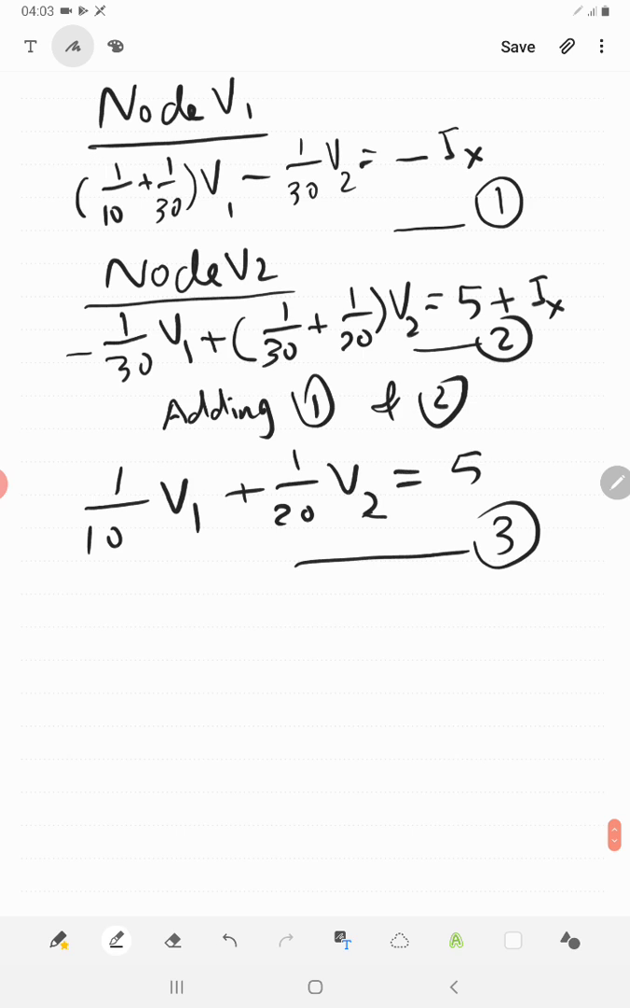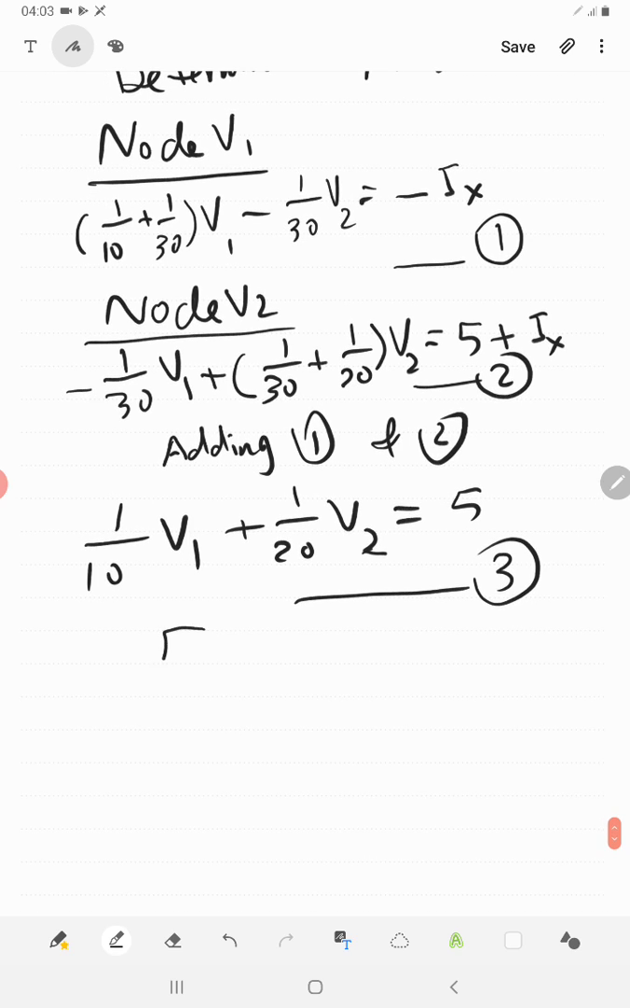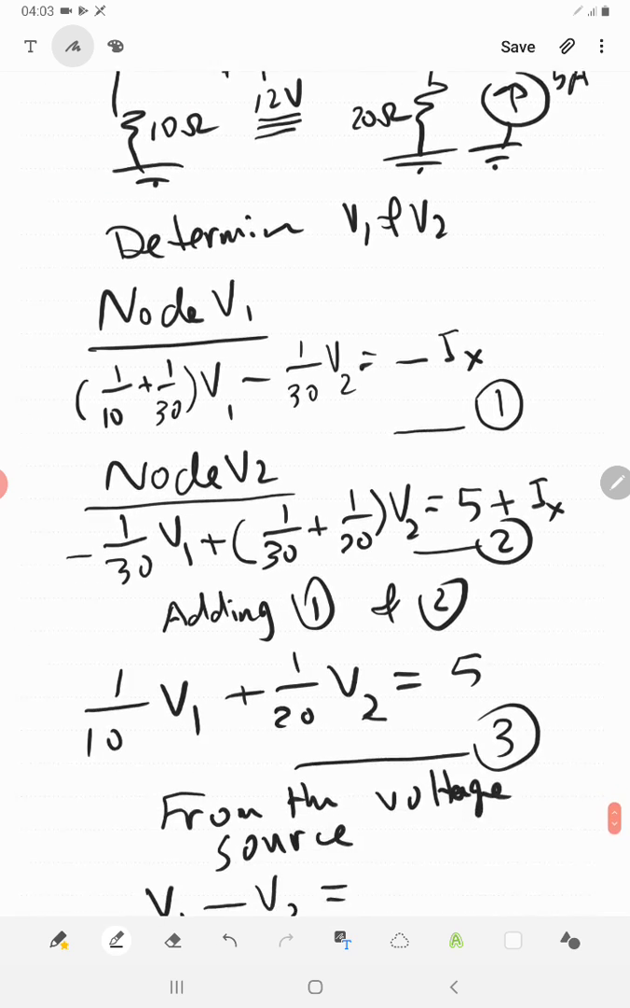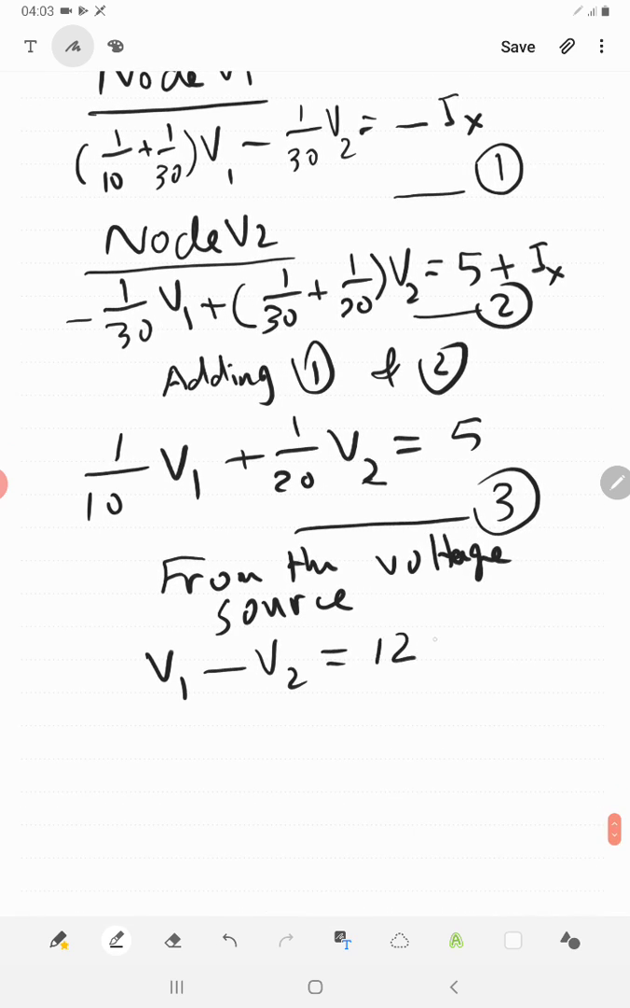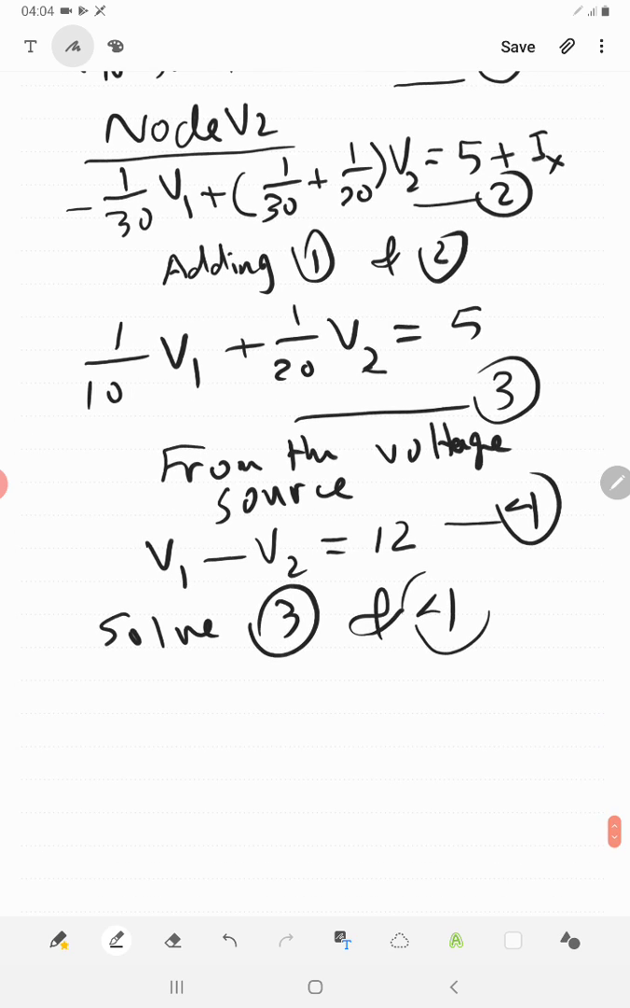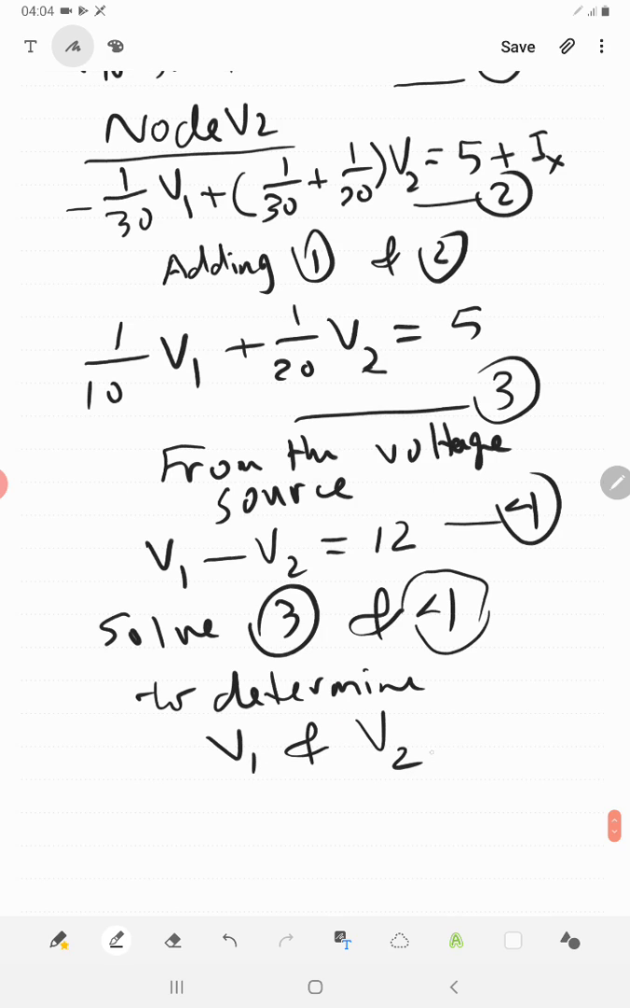Now we need another equation. The other equation we obtain from the voltage source, which is V1 minus V2 is equal to 12. This is equation 4. So we solve 3 and 4 to determine V1 and V2. It's very simple.